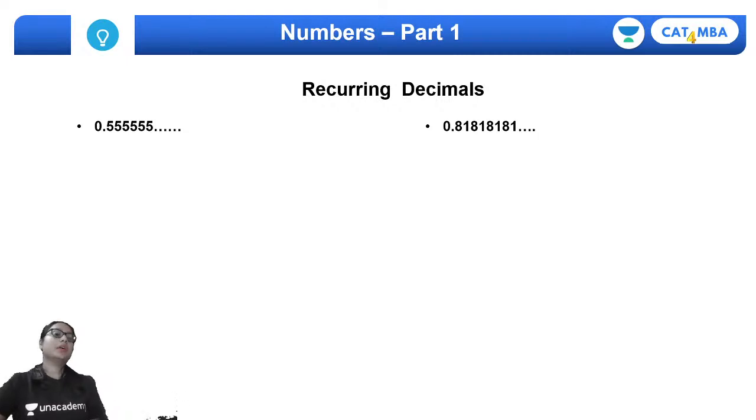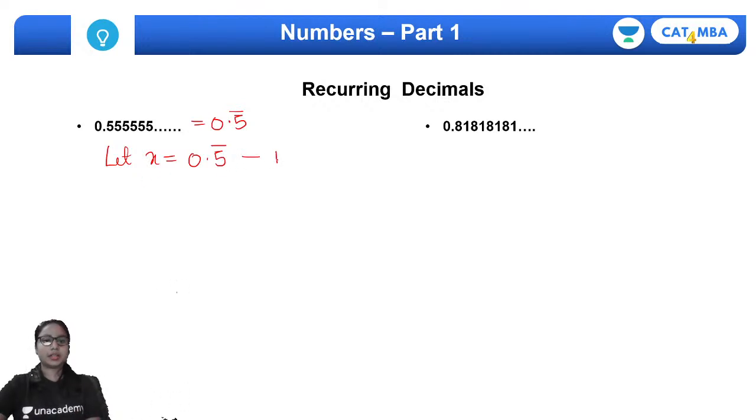Let's see. We have this number 0.55555, and we have to convert this recurring decimal into a fraction. So I'll assume this number to be x. This number can be written as 0.5 bar, as 5 is getting repeated. Let x equal 0.5 bar. The number of digits being repeated is just 1, so I multiply this equation 1 by 10. What do I get? 10x equals 5.5 bar.